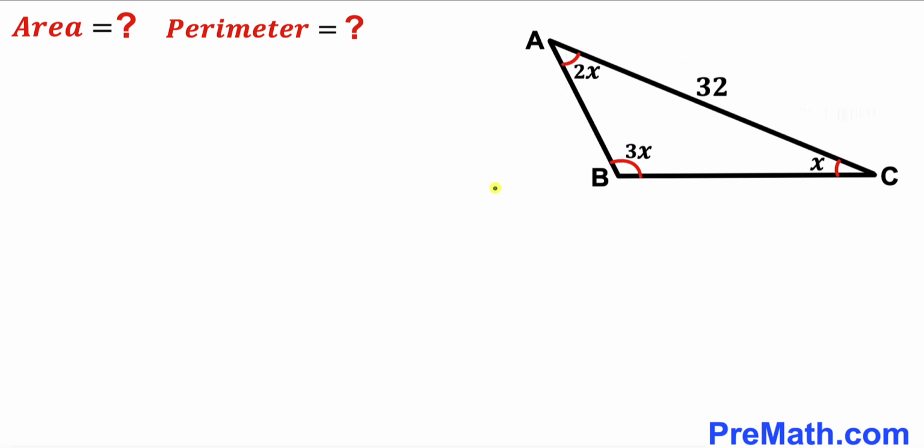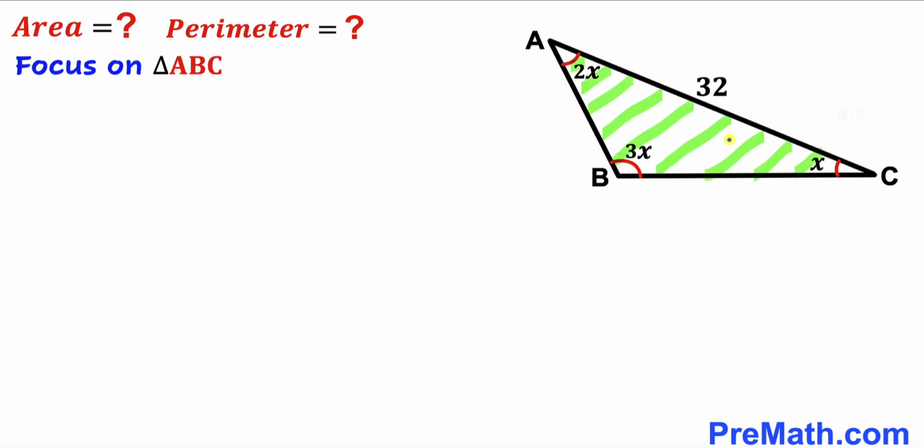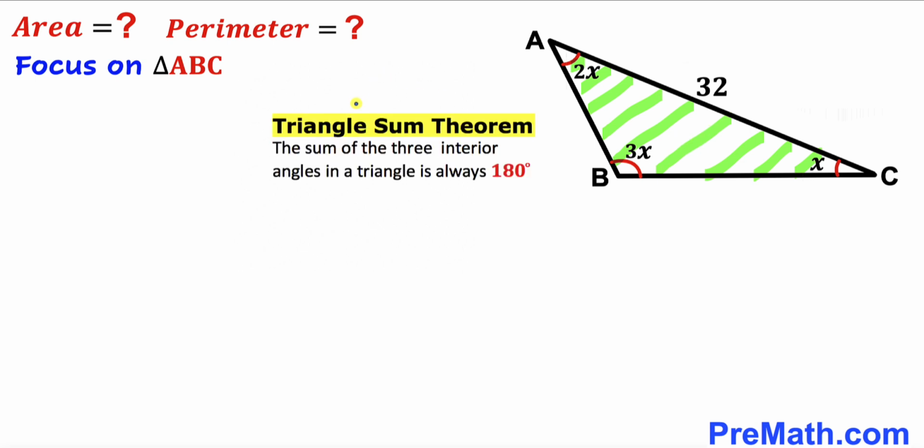Let's go ahead and get started. Here's our very first step. Let's focus on this triangle ABC, and recall the triangle sum theorem. According to this theorem, the sum of three interior angles in a triangle is always 180 degrees. In this triangle ABC, these are our interior angles, and all of them must be equal to 180 degrees. So let me go ahead and write it down.